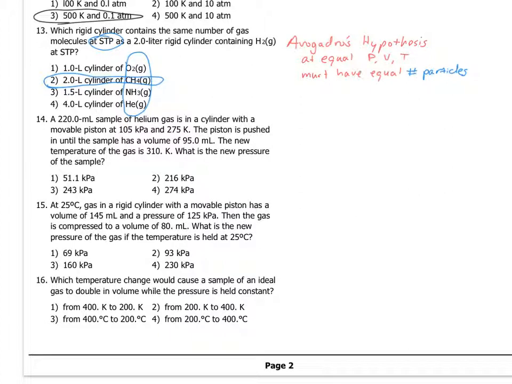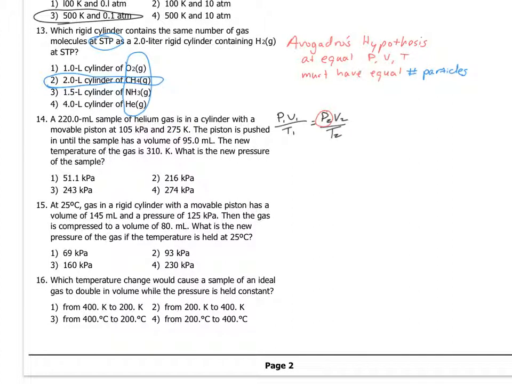So in this next question, we have a 220 milliliter sample of helium gas in a cylinder with a movable piston at 155 kilopascals of pressure and 265 Kelvin as the temperature. But the new set of conditions will be a new volume of 95 and a new temperature of 310. They're asking for the new pressure. There are no shortcuts around this one. It's a pretty standard combined gas law question, and we are looking for pressure 2.